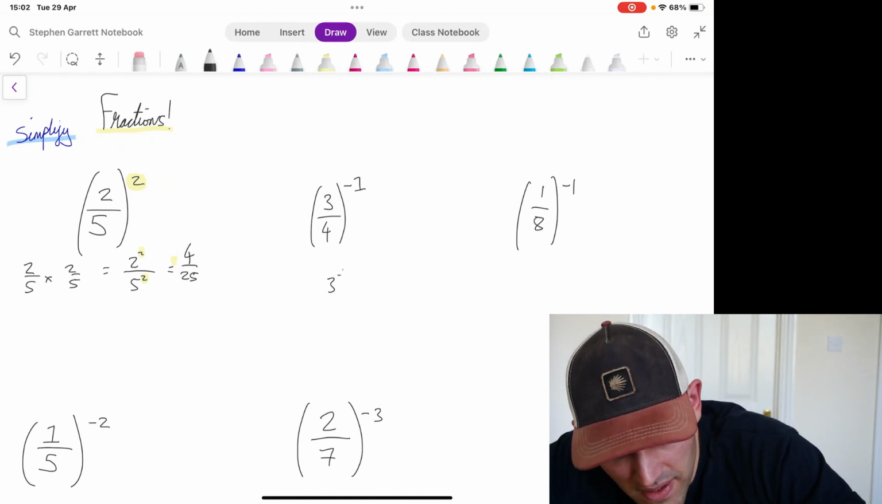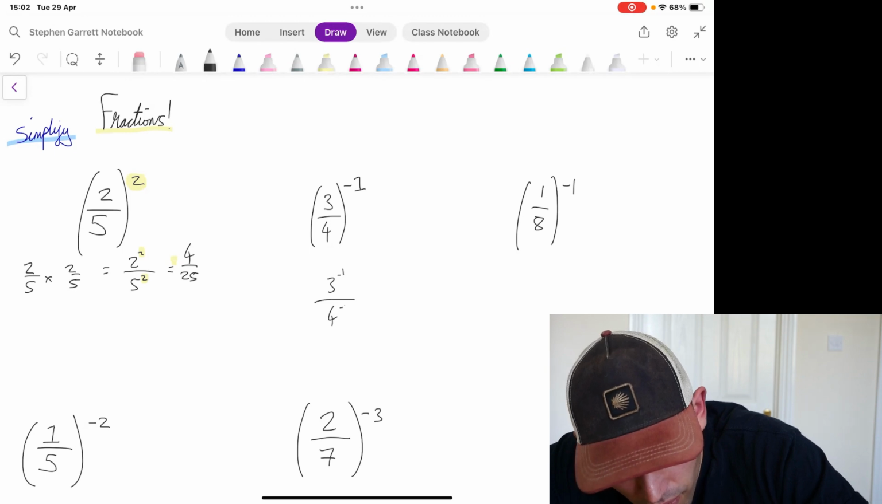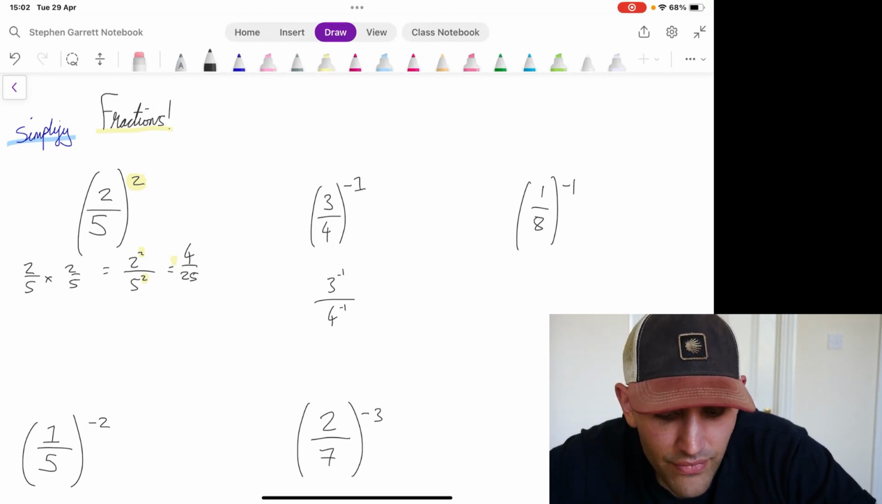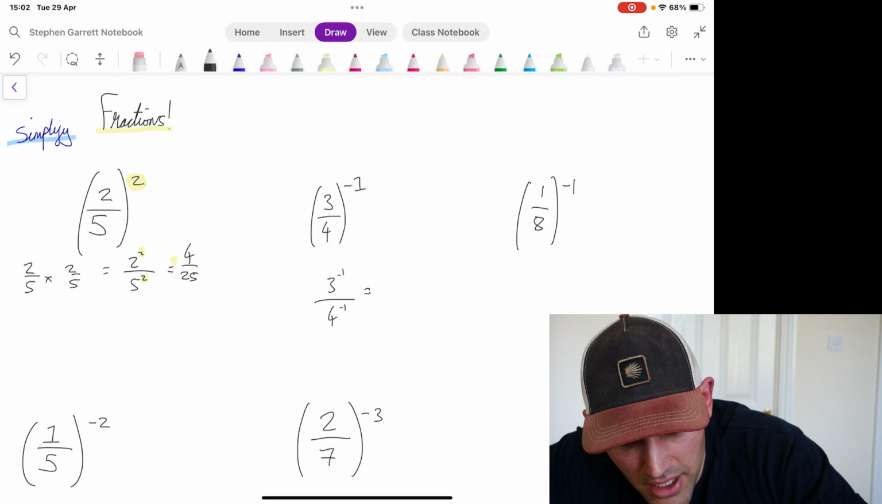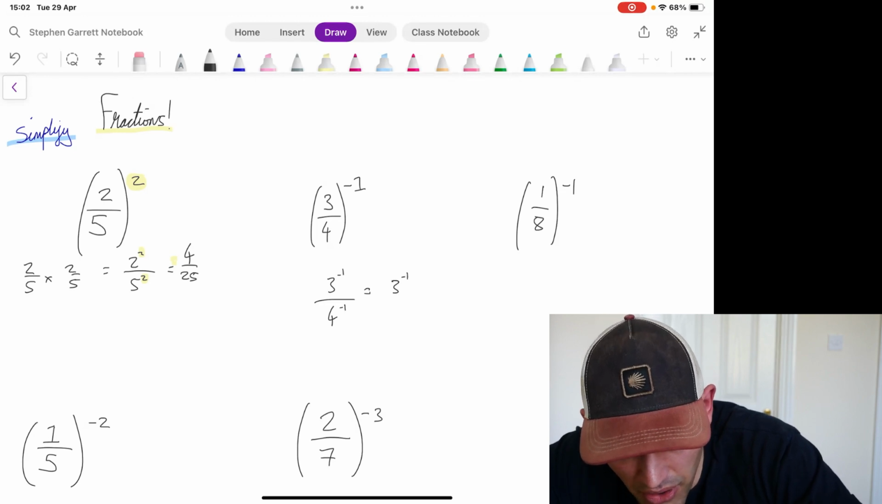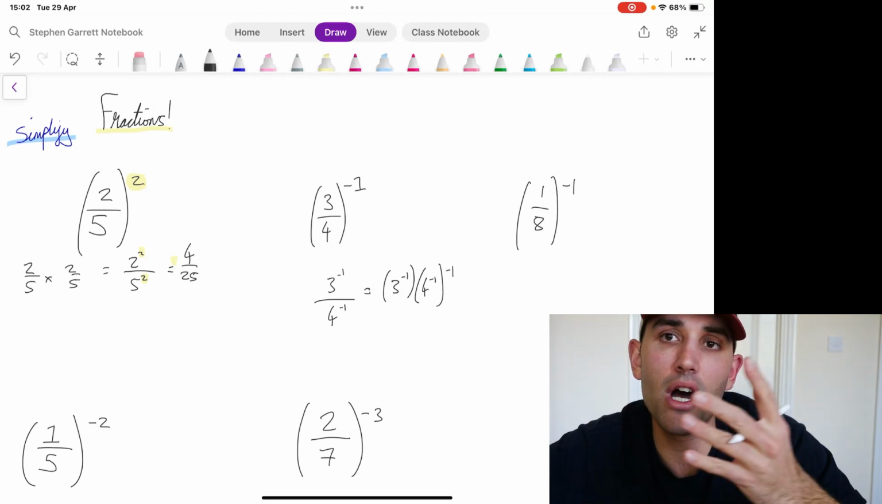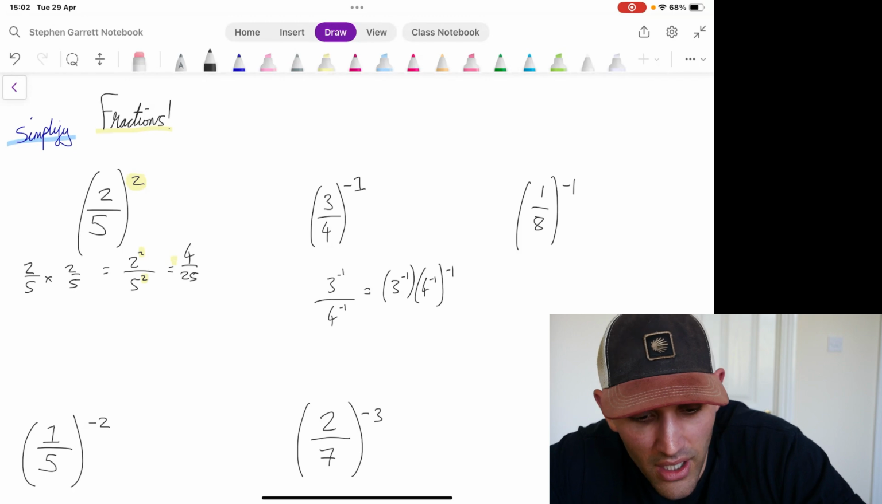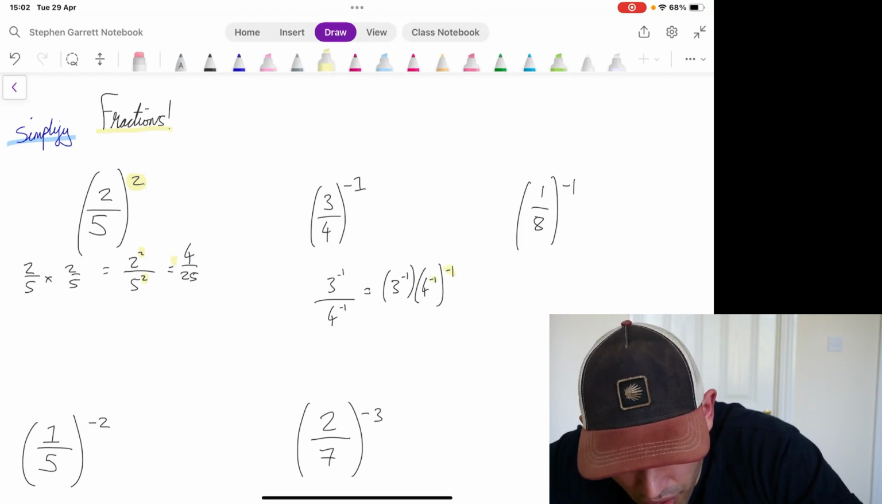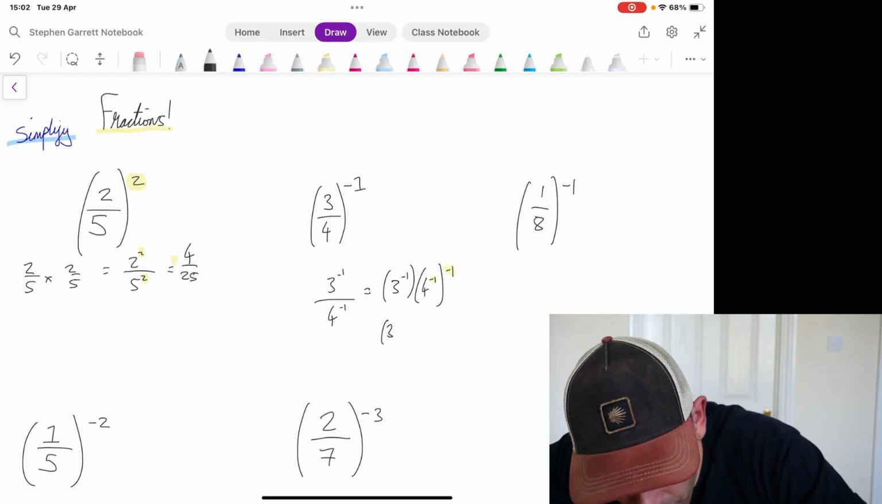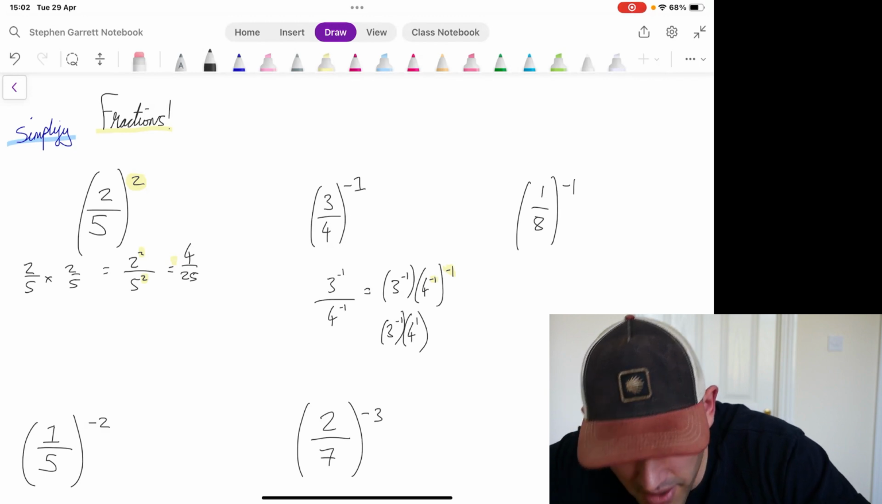So that's going to be 3 to the power of minus 1 over 4 to the power of minus 1. Now, we can change this around a little bit, so that's going to be 3 to the power of minus 1 multiplied by 4 to the power of minus 1 to the power of minus 1. I've just brought it up using that definition. If we were to multiply through here, I would end up with 3 to the power of minus 1 times 4 to the power of 1.